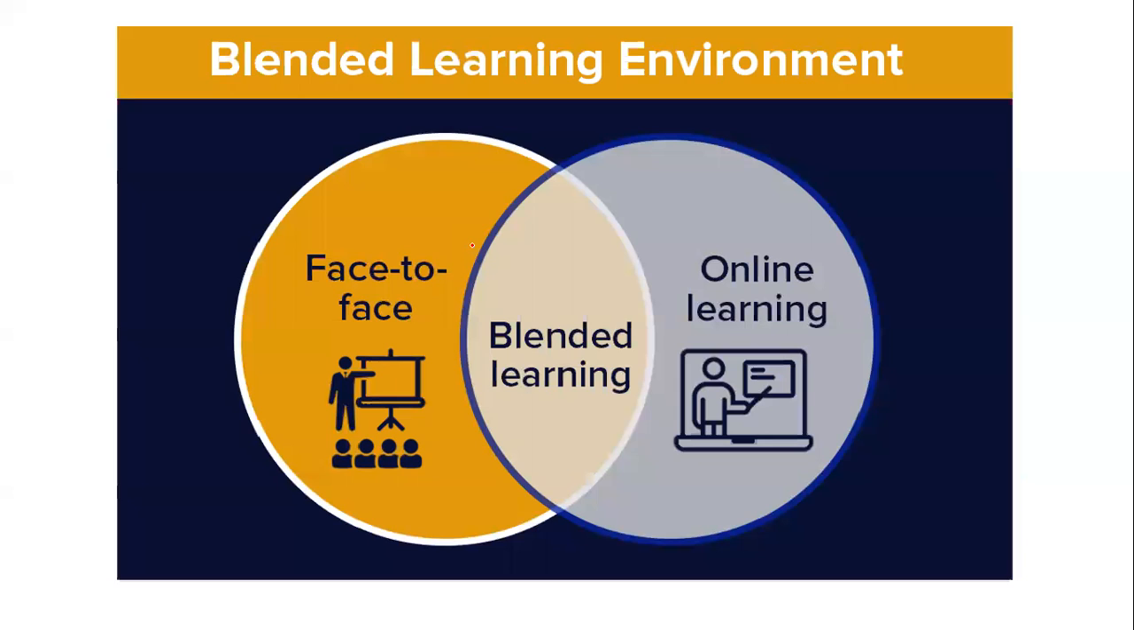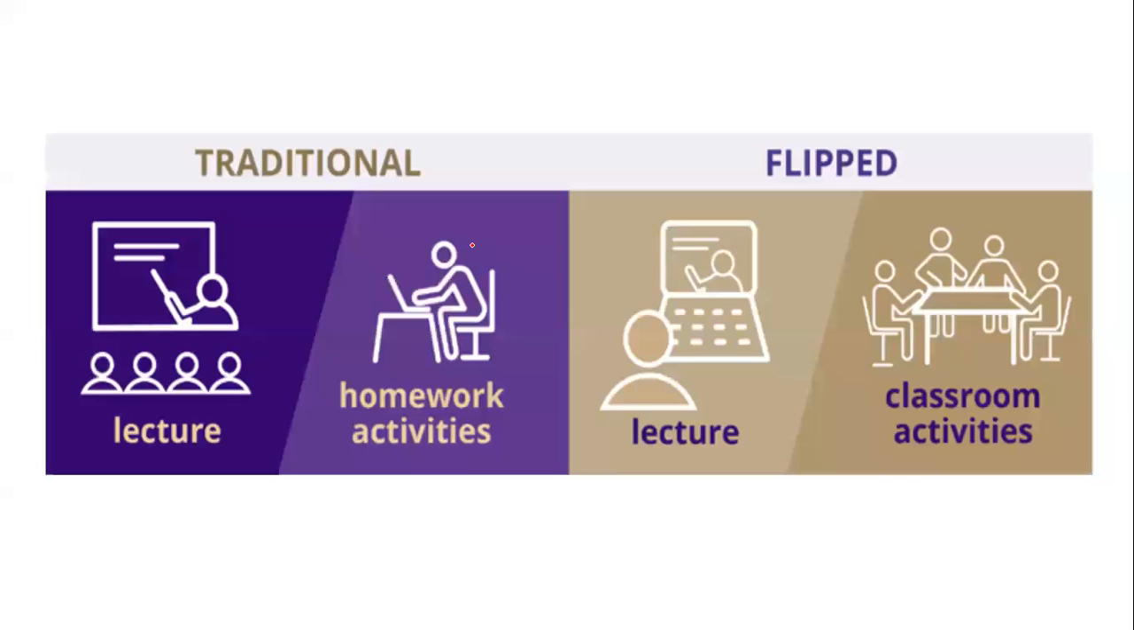Then blended learning. Blended learning is a combination of face-to-face and online learning. Traditional learning is where the lecture is conducted and homework is given. In a flipped classroom, the lecture is conducted and instead of homework, the activities are conducted in the classroom. Even showing a video to the students is a part of the flipped classroom.